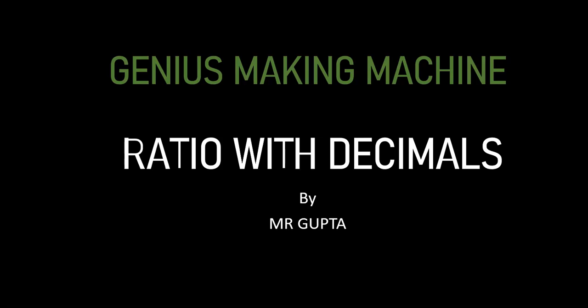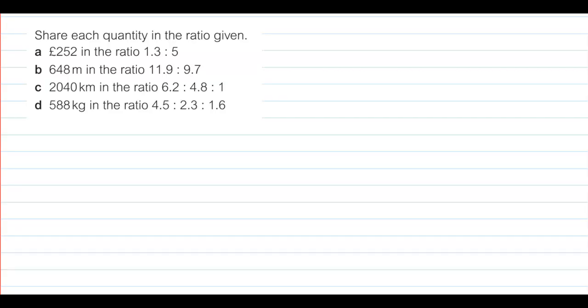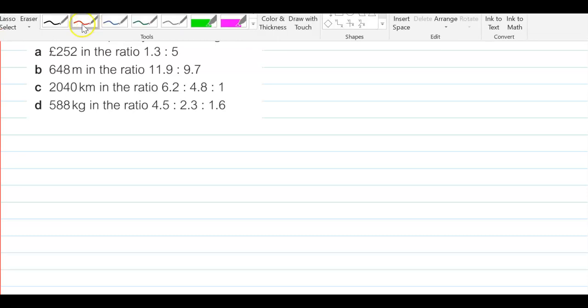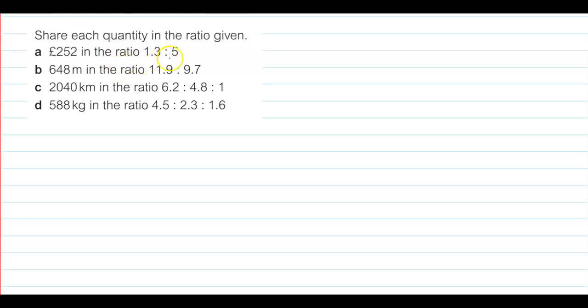So guys, in today's lesson we are going to learn ratio with decimals. Okay, let's quickly see what type of questions we are going to do today. If you see these questions here, share each quantity in the given ratio. You can see decimals here, like 1.3:5 in the first question. In the second question it is 11.9 and 9.7. And the third one is 6.2 and 4.8, and 4.5, 2.3 and 1.6 with D.